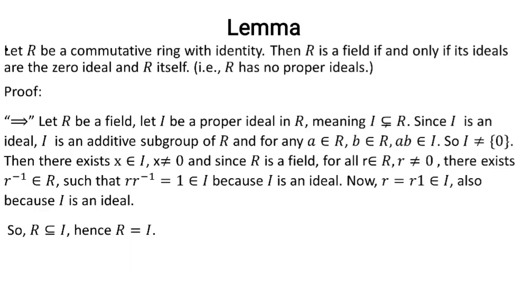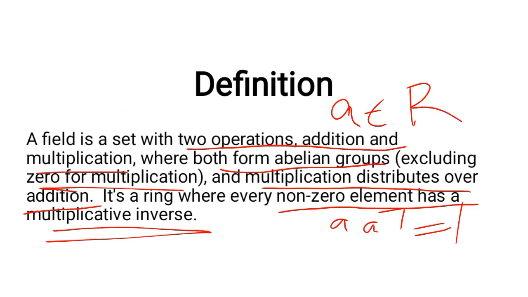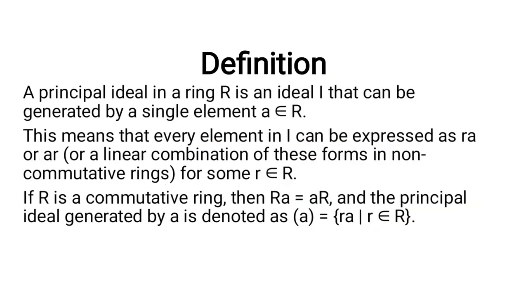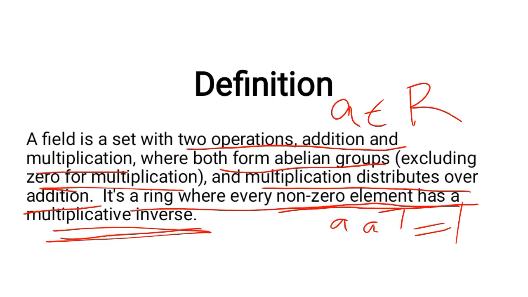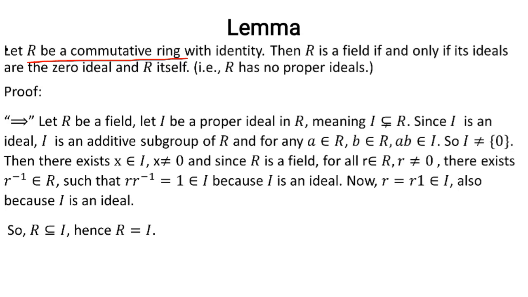Next is the lemma, which is the last thing we're going to do in the course of the proof in this video today. The lemma says that if you have a ring, and it's a commutative ring, remember we had defined a commutative ring, and we had defined a field earlier. A field is a set with two operations, addition and multiplication, such that in a ring, every non-zero element has a multiplicative inverse. And we had defined the principal ideal. We'll be needing those definitions in the proof of this lemma.